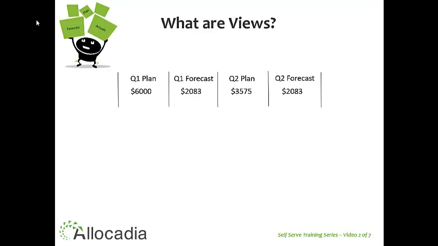Will they be entering monthly plan and forecast data? Or will they input this data quarterly? Do your end users need visibility into actuals and the variance between planned and actual spend? Do you want to simplify things for them so they only see the plan column during the planning process?